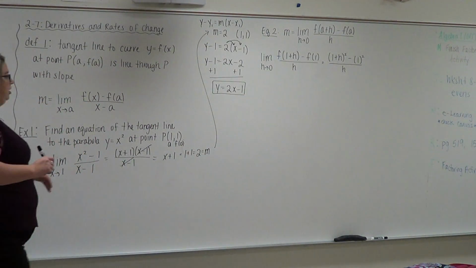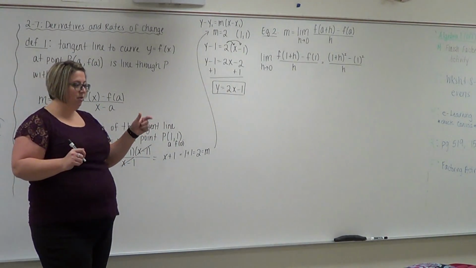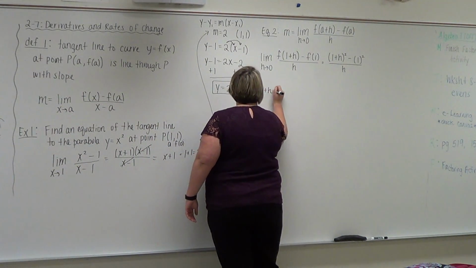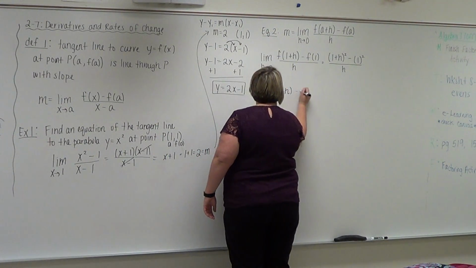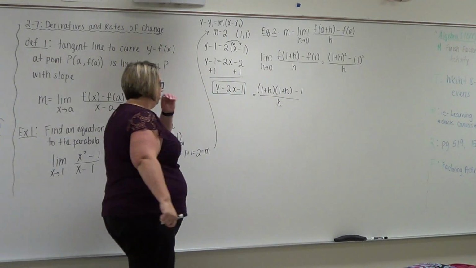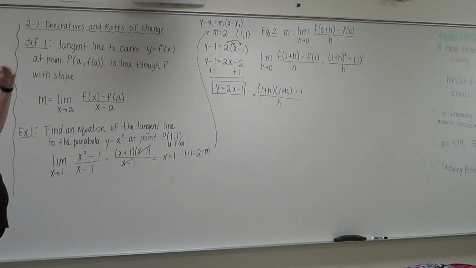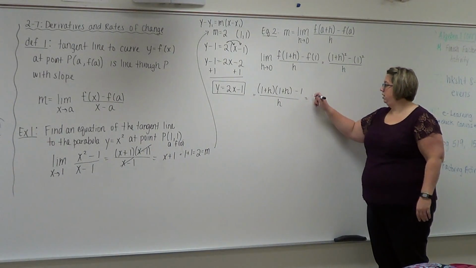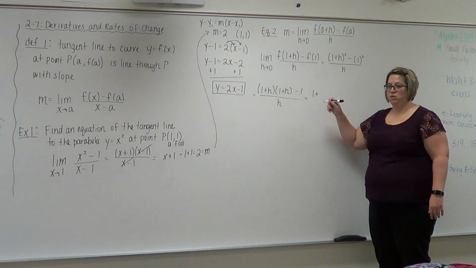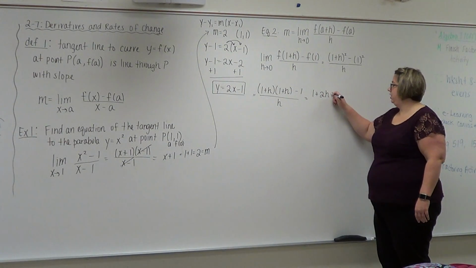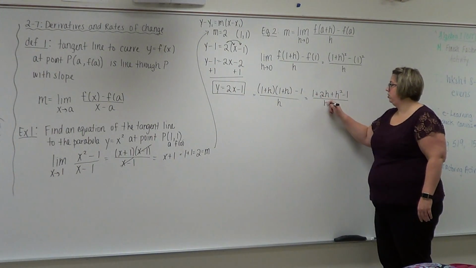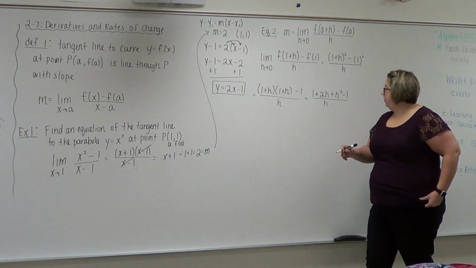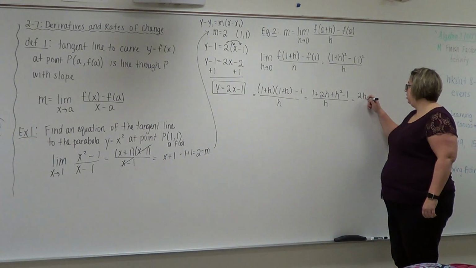Everybody's good so far? Okay, so now I have to simplify this because I still can't put 0 in for h because you can't divide by 0. So then I would FOIL this out. So this is 1 plus h times 1 plus h minus 1 over h. And I know you're going to tell me this isn't shorter, but you're going to have to be able to do this when you don't have a point. So this would be 1 plus, can I skip a step and say 2h plus h squared? Yes. Does everybody know how I got that? Minus 1 over h. Which if I simplify this, this would be 2h plus h squared over h.